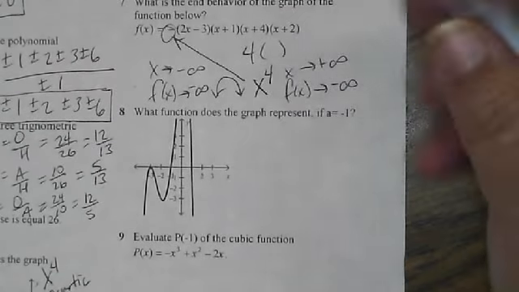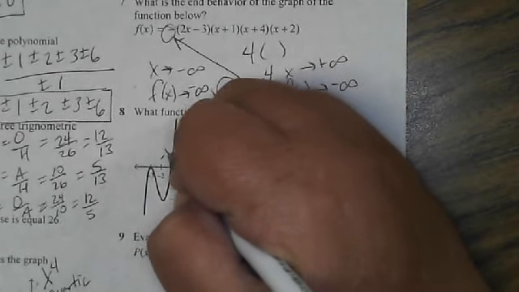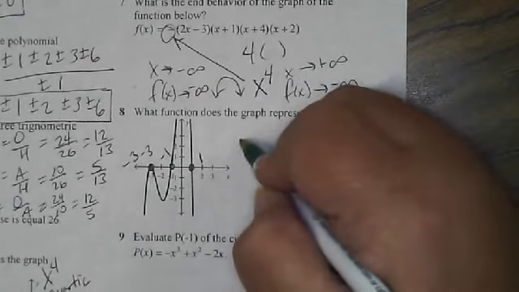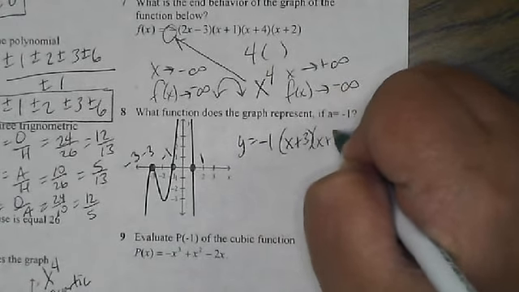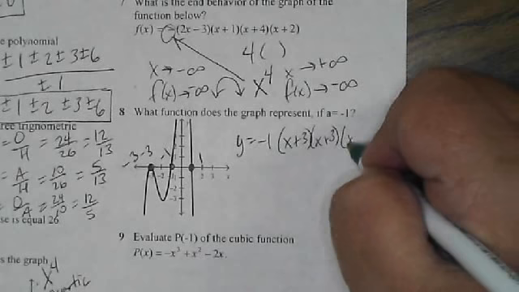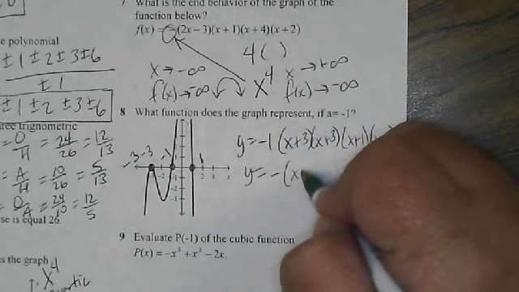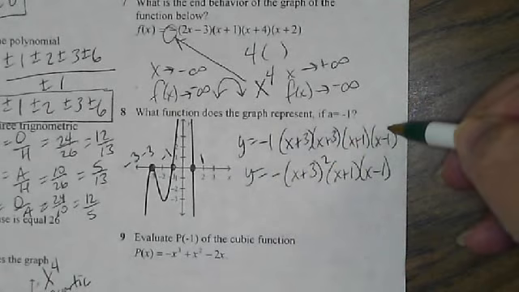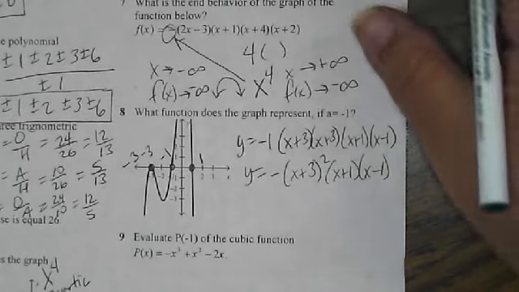Number 8, what function does the graph represent? It crosses here at 1, it crosses at -1, and it bounces at -3, so there's 2 of them. The a is -1, so y equals -1, x plus 3, x plus 3, x minus 1, sorry, x plus 1 here and x minus 1 here. If you would like, you could put y equals negative x plus 3 squared, x plus 1, x minus 1. Either answer is correct. Just make sure it matches what she has on the test.